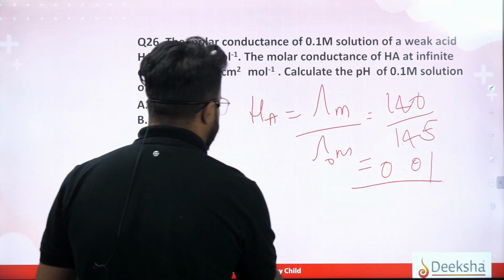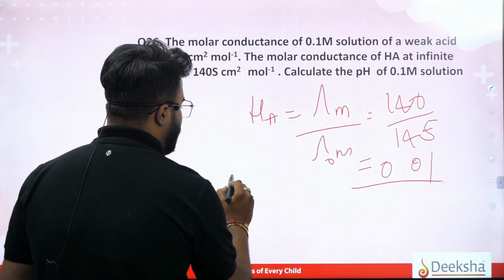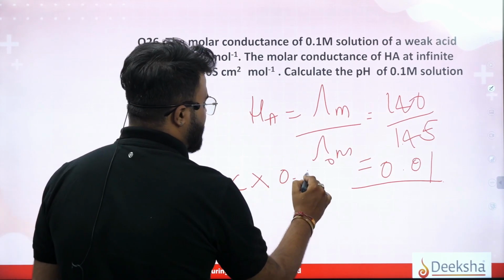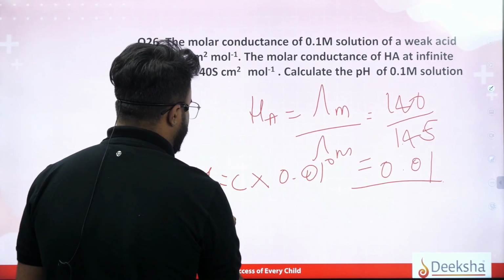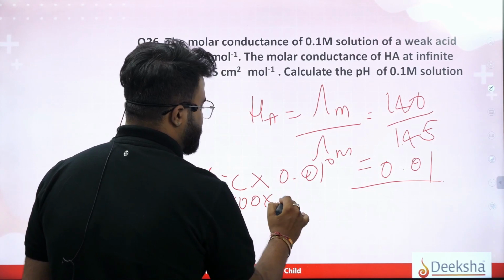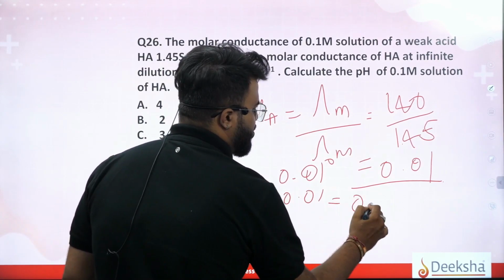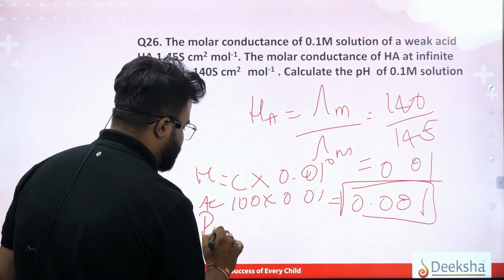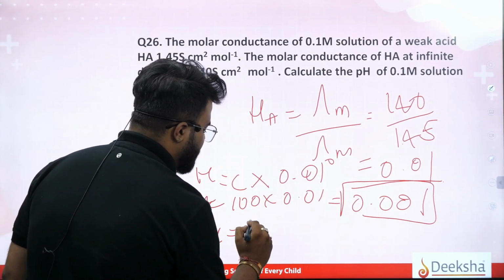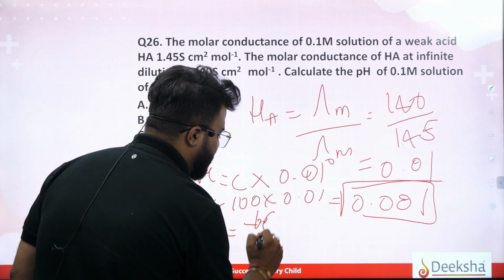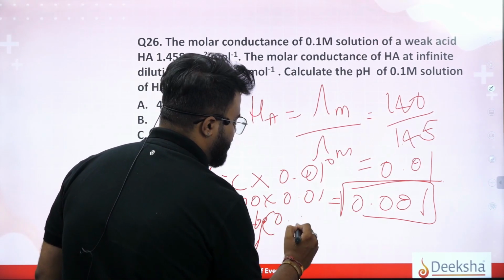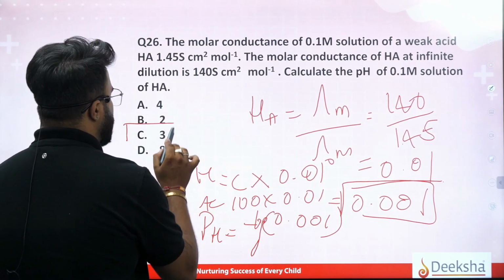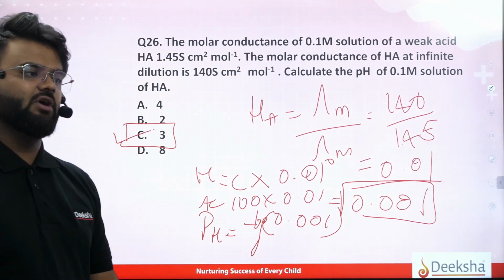If we are getting this, then we multiply with the concentration of the solution, 0.1, that is 0.01. So what we get is 0.1 into 0.01, which is equal to 0.001. If we get this, then the pH is equal to negative log of this, that is negative log of 0.001. So that is option C. So option C will be your correct answer.